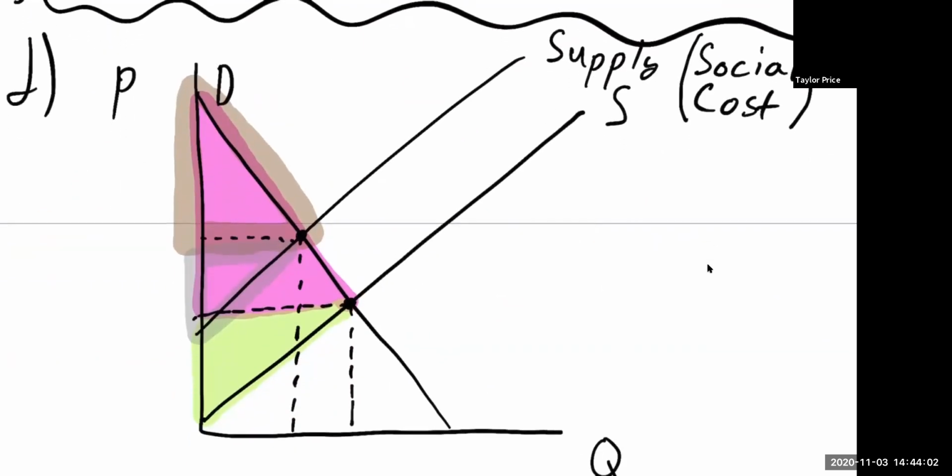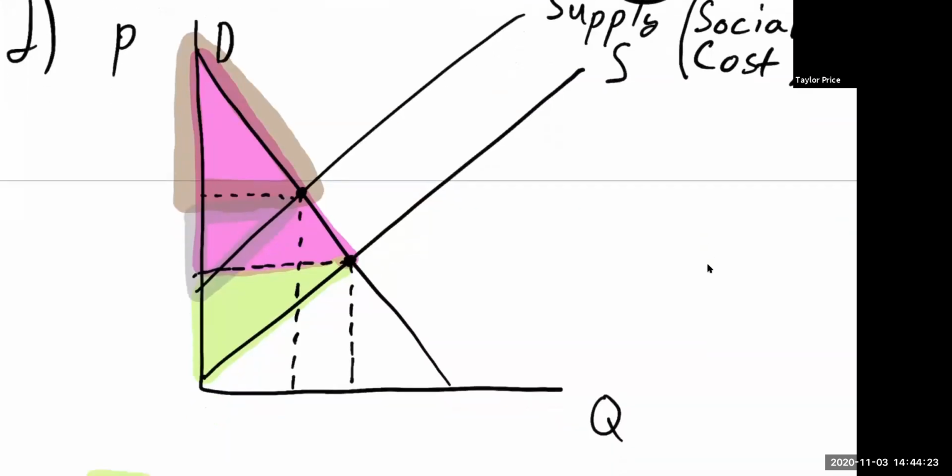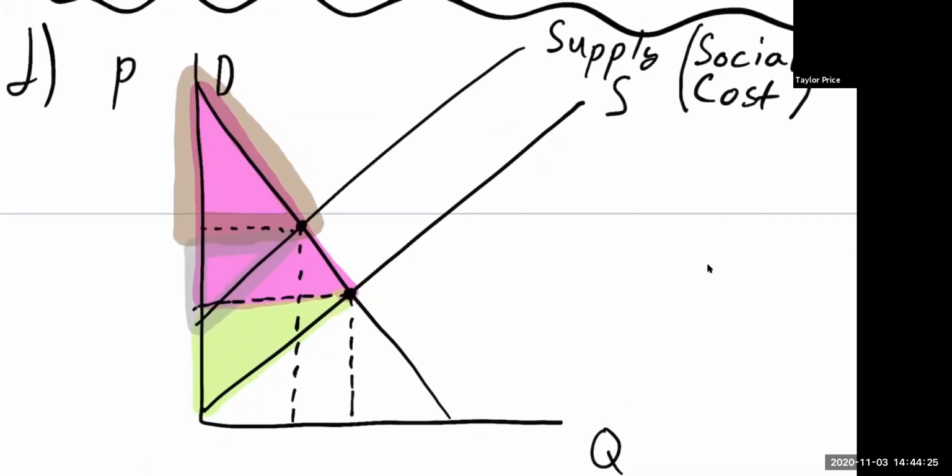Okay, so then the next question was asking about negative externalities and the impact to consumer surplus that they have. So here is a kind of traditional negative externality graph. We have the supply and the new supply, which is also the social cost of the negative externality. So the first thing to note is before we have the externality, the negative externality, this pink area is the consumer surplus. This green area is the producer surplus.